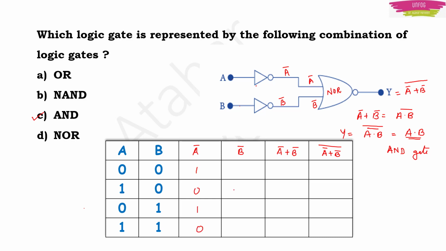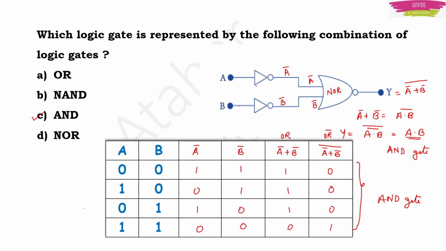B complement will become 1, 1, 0, 0. A complement plus B complement. This is for your OR gate. This will be 1, 1, 1 and 0. Now we need the complement of this OR gate. It will be 0, 0, 0 and 1. And this truth table will belong to AND gate, because AND gate is the only gate wherein the output is 1 when both inputs are 1. Therefore, option C is the right answer.